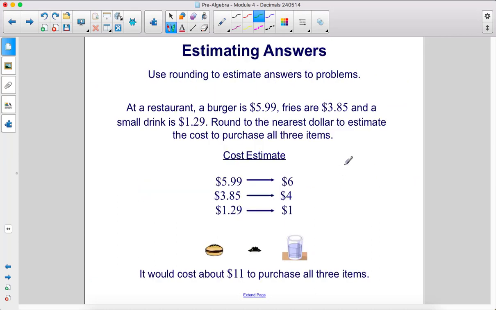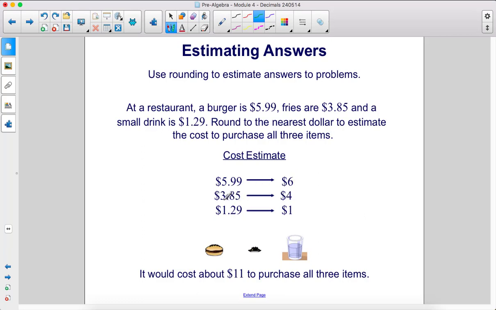Use rounding to estimate answers to problems. At a restaurant, a burger is $5.99, fries are $3.85, and a small drink is $1.29. Round to the nearest dollar to estimate the cost to purchase all three items. So $5.99 would round up to 6. $3.85 would round up to 4.